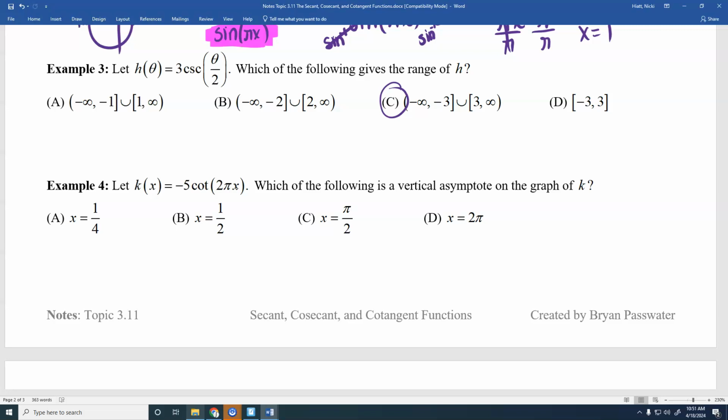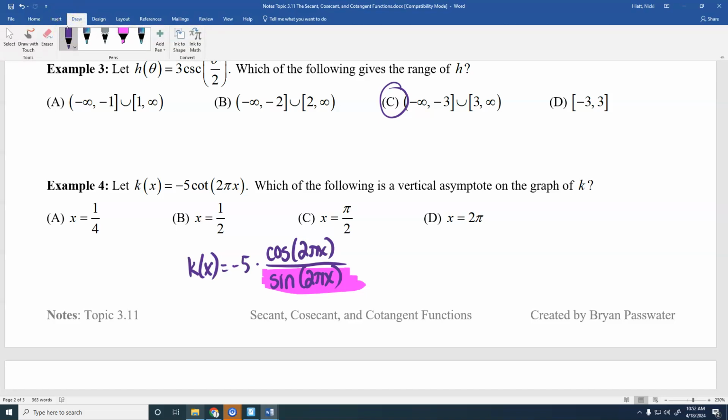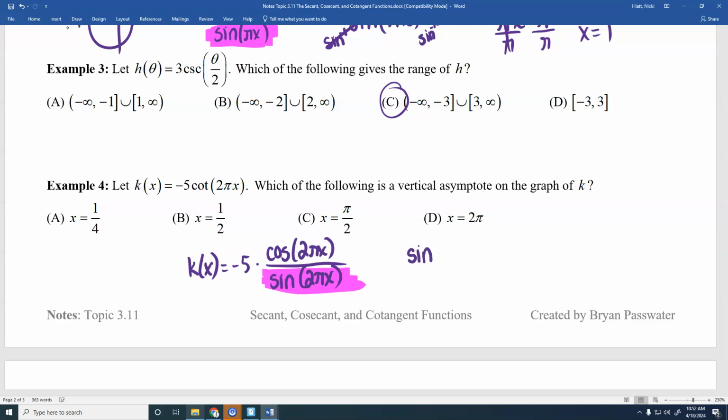It's going to be easier to think of this as k of x equals the negative 5. That negative 5 doesn't do anything. Cosine of 2 pi x divided by sine of 2 pi x, right? And the denominator cannot equal 0. If my denominator equals 0, I'm going to have a vertical asymptote. So, much like we did on the other problems, we're thinking about where sine of 2 pi x equals 0.